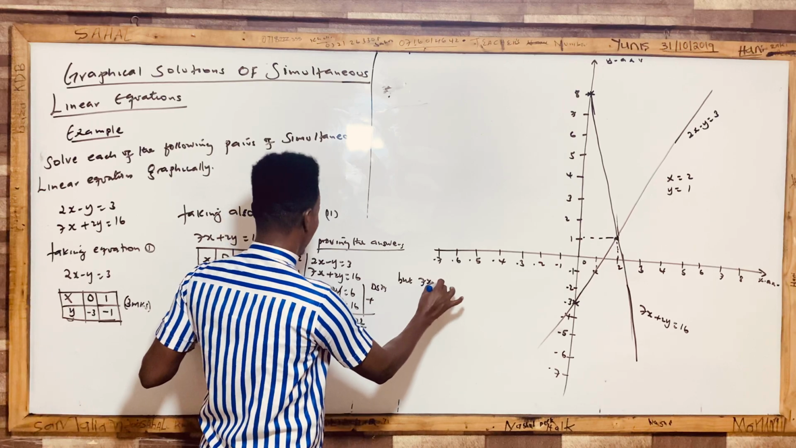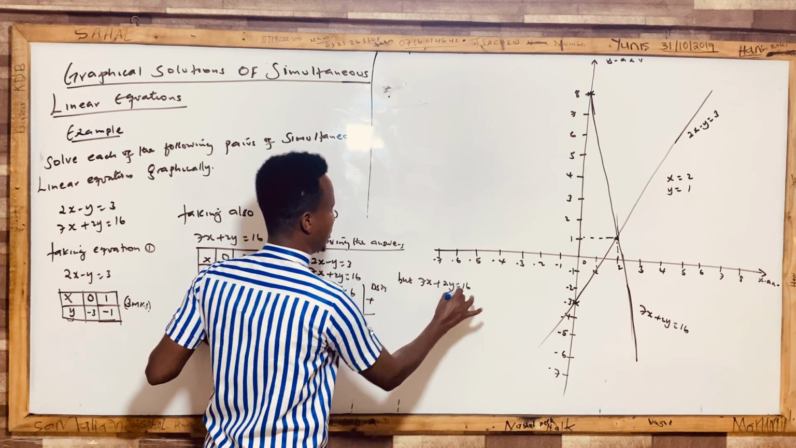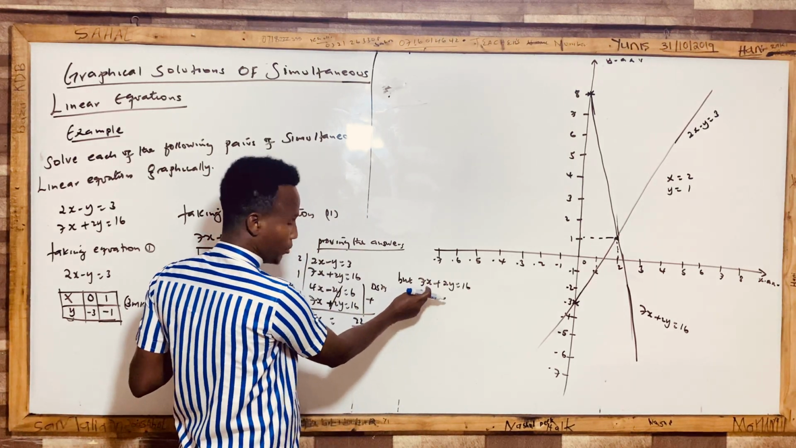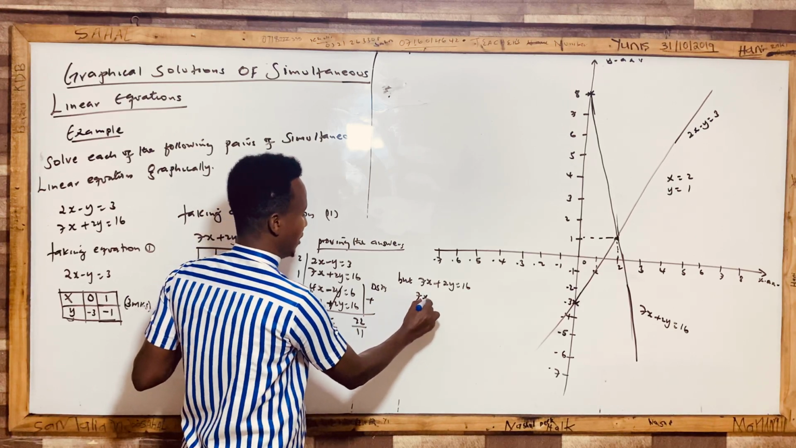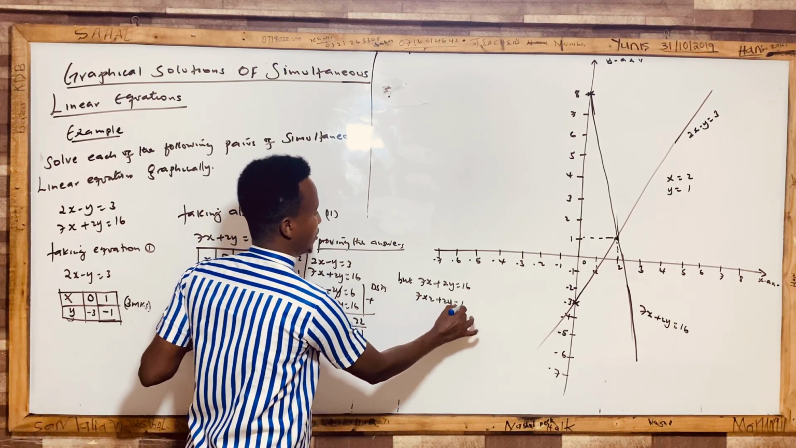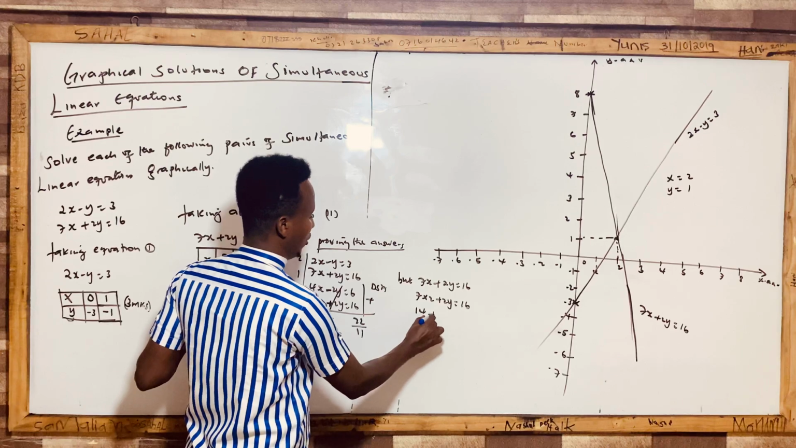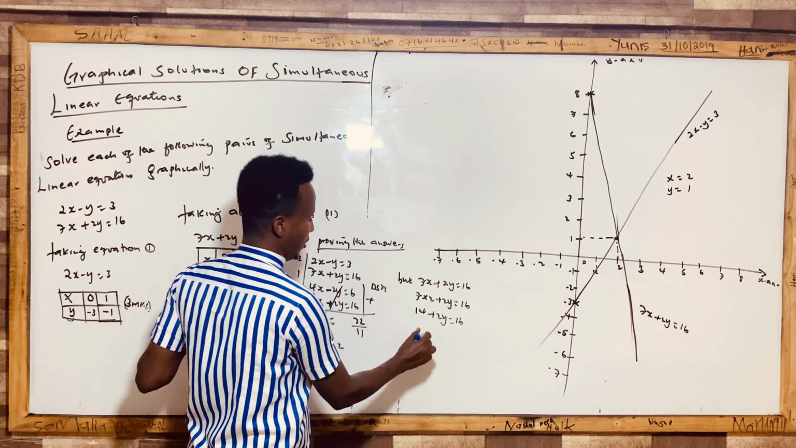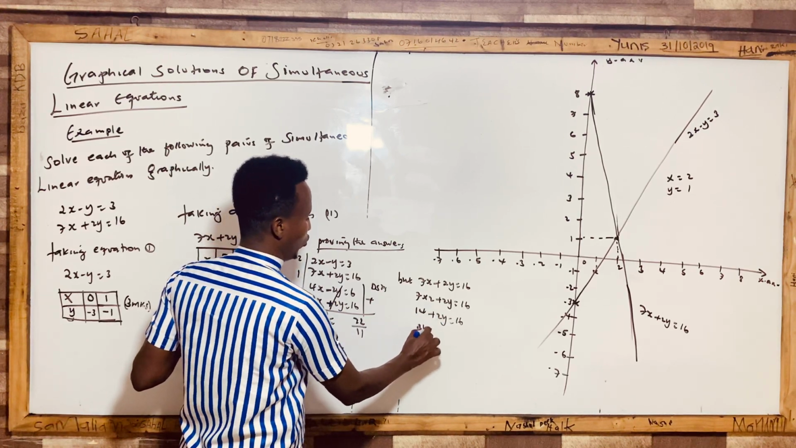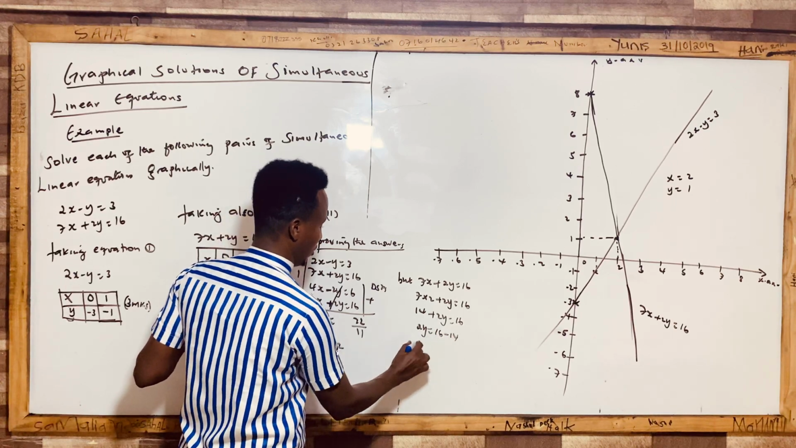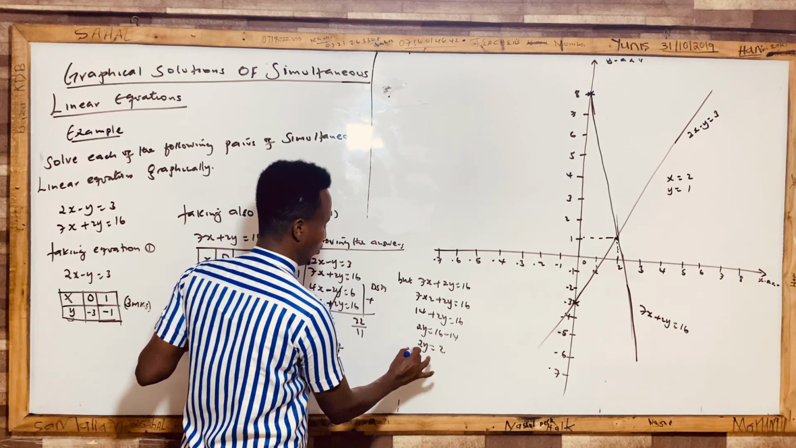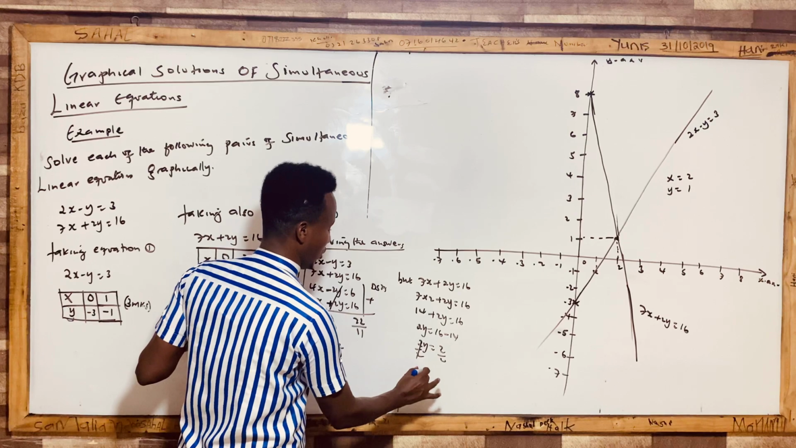But 7x plus 2y is equal to 16. Okay, now I will substitute the value of x here. 7 times 2 plus 2y is equal to 16. 14 plus 2y is equal to 16. Take this to the other side. 2y is equal to 16 minus 14. So 2y is equal to 2. Over 2, over 2 cancel.